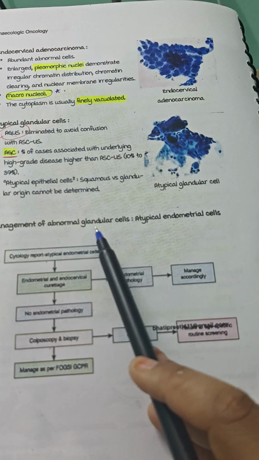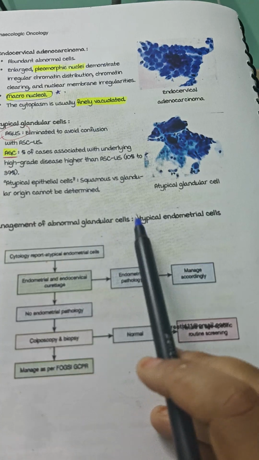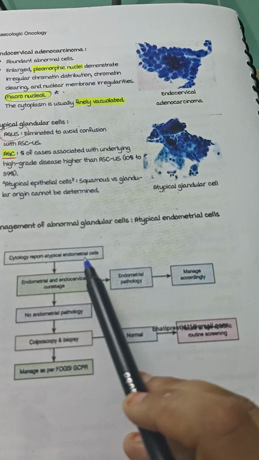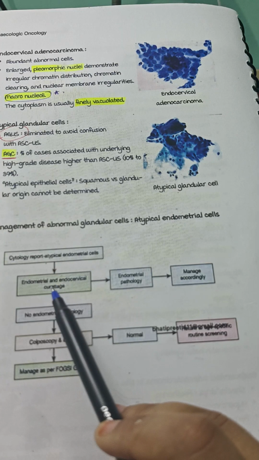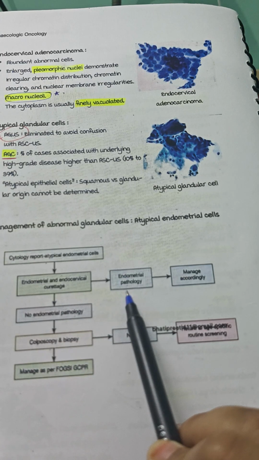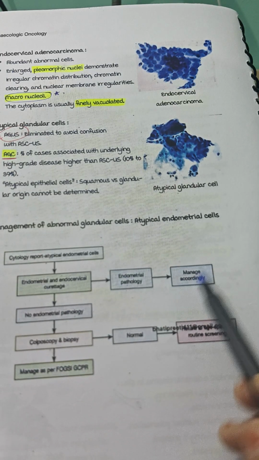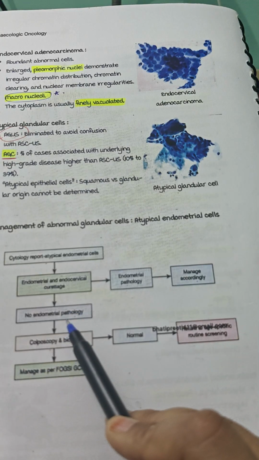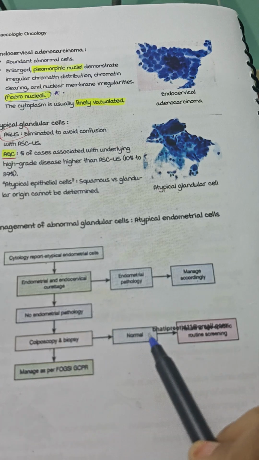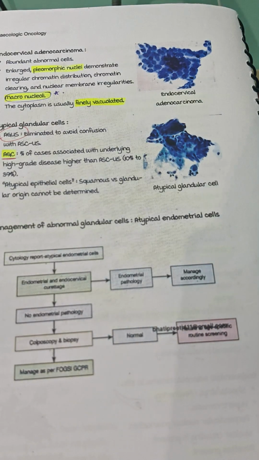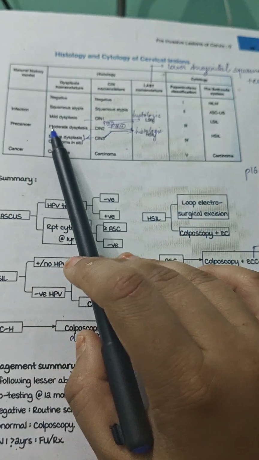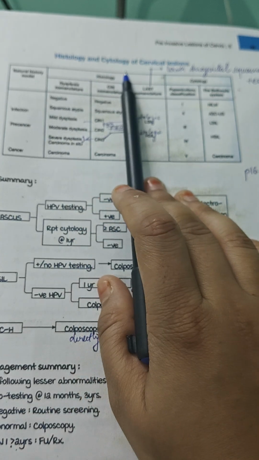So what will you do if your pap smear report is showing abnormal glandular cells with atypical endometrial cells? So the cytology report is showing atypical endometrial cells. What we will do, we will take the endometrial sample, means endometrial and endocervical curettage is done and sent for endometrial pathology, and we will manage accordingly whatever the report is. And if there is no endometrial pathology found, then we do colposcopic directed biopsy and assess the cervix for any abnormality.